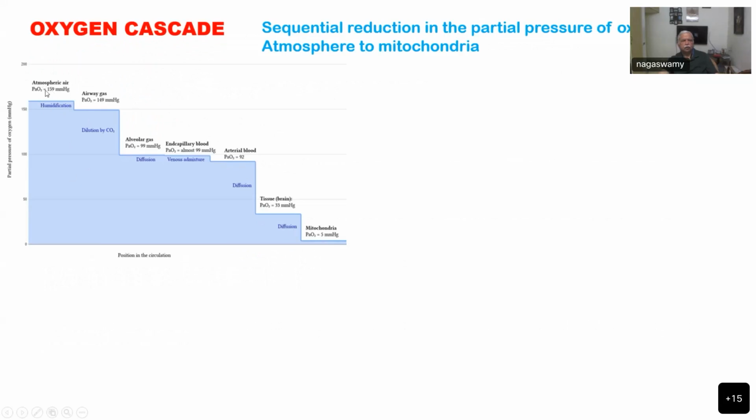So the partial pressure is 159 at the atmosphere, and then in the airway it reduces to 149, and at the alveolar level it goes to actually 104, and then at the capillary it will be 100. Then as it goes through the arterial supply, it reduces to 92. At the tissue level, it will become 33. And at the mitochondrial level, it is 1 to 5 millimeters of mercury. So it is a stepwise or gradual reduction. So this wording is important: sequential reduction in the partial pressure of oxygen from atmosphere to mitochondria.